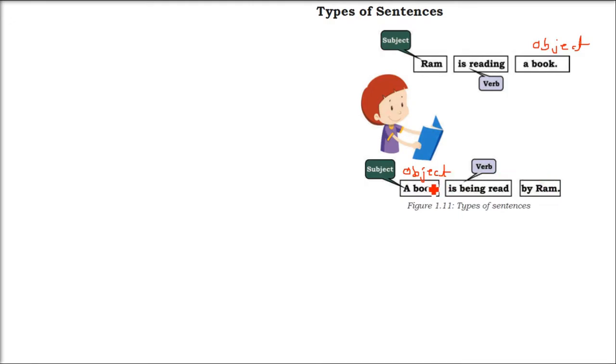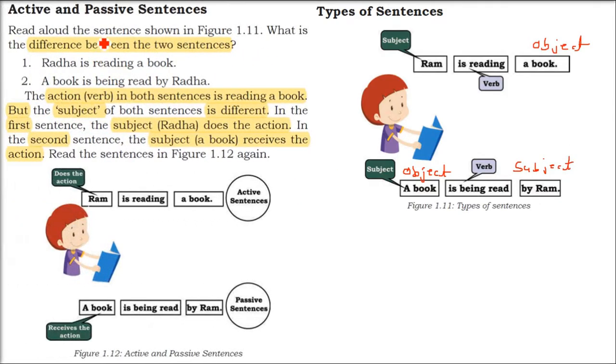Ram is reading a book, so the subject is doing action on the object. Here in the second one, the object is getting the action from the subject. A book is being read by Ram. Okay, so we have active and passive sentences. See here, two sentences we have. Radha is reading a book. And the next one is, the first one clearly has Radha as subject, book as object, and reading as verb. When you come here, a book is being read by Radha. So clearly in this case, the book is the subject, being read is the verb, and Radha is the object.